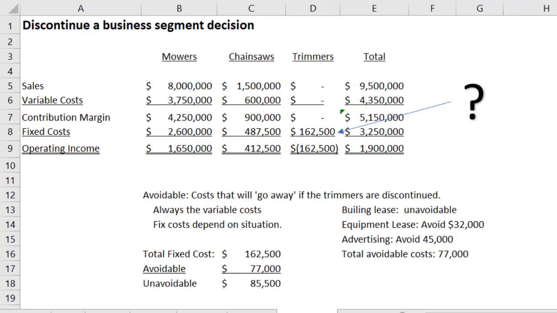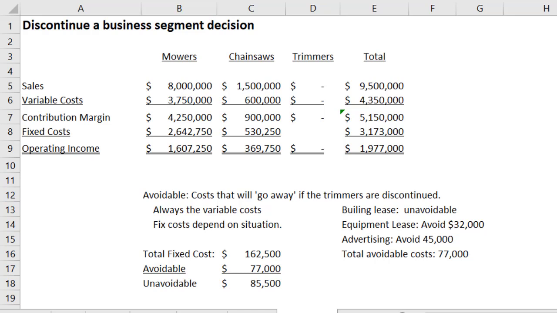So our total avoidable cost would be $77,000. Of the $162,000 fixed cost, $77,000 would be avoidable. That means that we would have $85,500 that would be unavoidable. So the $85,500 that's unavoidable now needs to be split up and put in the other departments, the mowers and chainsaw divisions, because we will no longer have the trimmer division to absorb those costs.